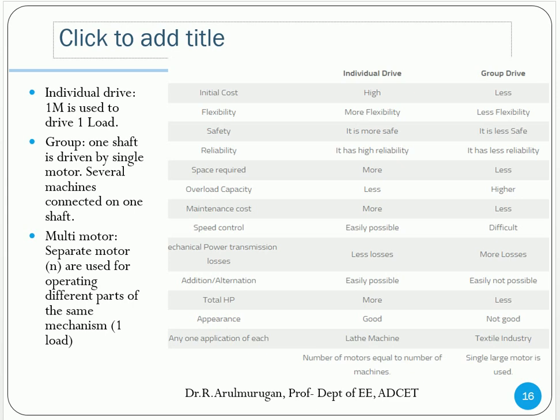And a few more comparisons between the individual drive and the group drive. The individual drive is nothing but one to one. The group drive is nothing but one shaft, so you can connect more numbers of loads. A multi-motor drive means a crane, a traveling crane. What is that one? A traveling crane has N numbers of motors, only one load mechanism. That's it.